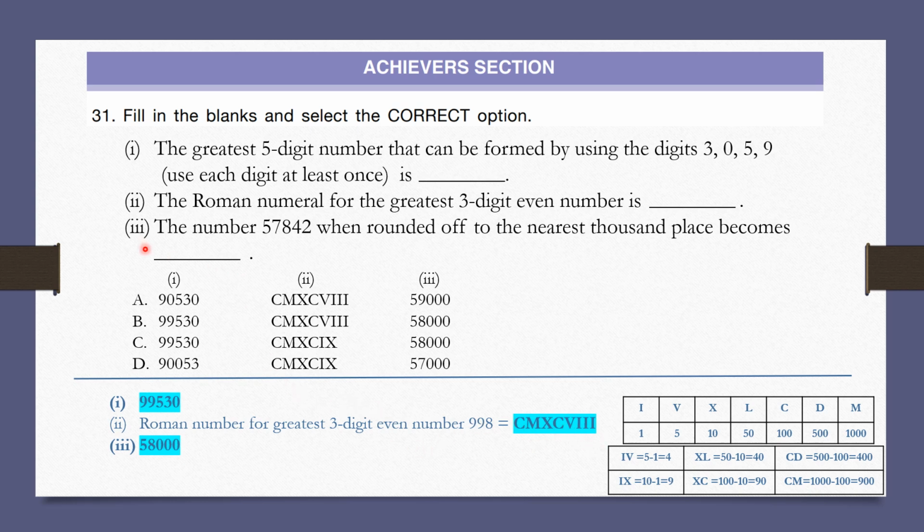Now third one, the number 57,842 when rounded off to the nearest thousand place becomes. So 57,000 will become 58,000 because 842 is more than 500. So it will be 58,000. So first is 99,530, so it can be either B or C. Second is CM, XC, VIII. So it will be B and 58,000. So correct answer is option B.